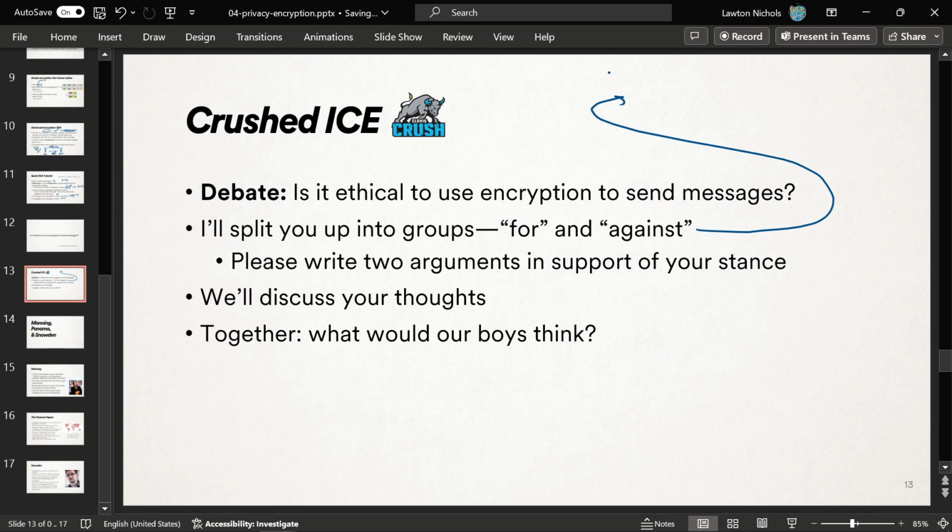And then if your group number is even, you are for using encryption. All right? So I'd like you to come up with at least 2 arguments in support of this stance. Like if you're an even number, you're for encryption. Give me 2 reasons why encryption is a good thing to send messages, even if nobody else gets to listen in. If you're an odd-numbered group, you've got to say that you're against encryption.